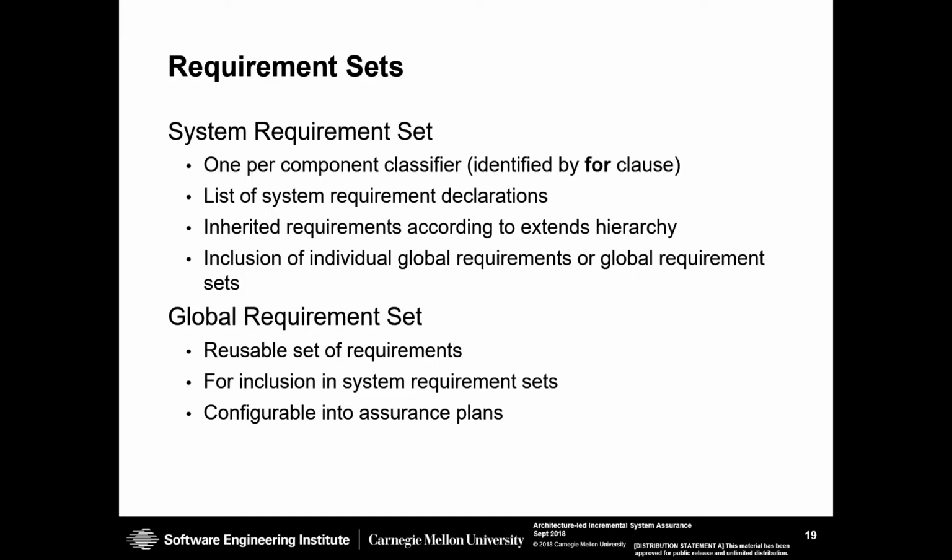We can have inherited requirements because we have classifiers that can be extended into other classifiers. So I can have a device type and an extension to the device type. If I now have requirements attached to the original device type and now define an extension, the original requirements are inherited, and you can add new requirements to the extension itself, and it's the combination of those requirements that are supported. In addition, we can have global requirements that can be included specifically to individual components or configured at the assurance case level, and those are organized in global requirement sets.